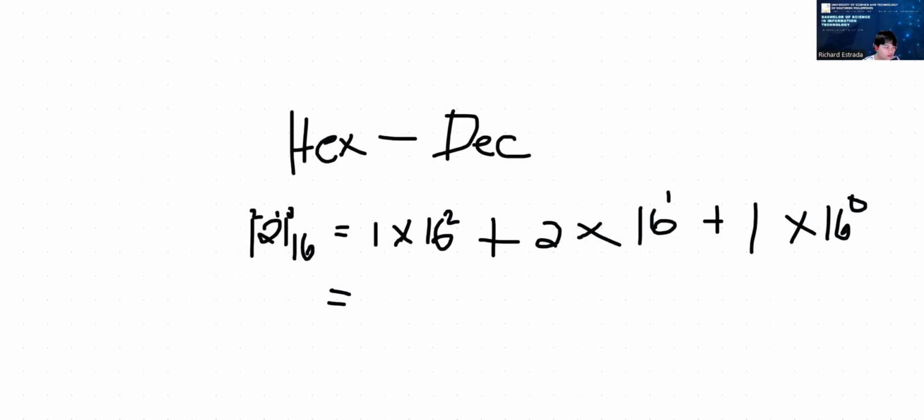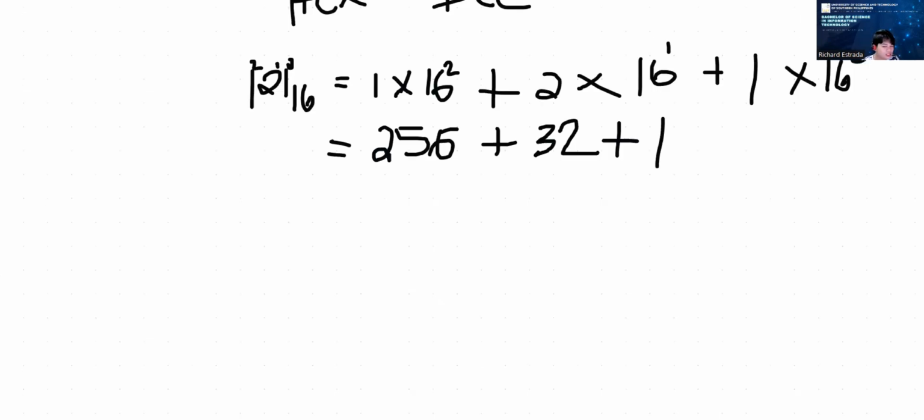So 256, because 1 times 16 to the power of 2 is 256. Then 1 times, plus this 16 to the 1. That's 2 times 16, no? 16 to the 1 is 16 times 2, that is 32. Okay? Plus 1 times 16 to the 0, always 1. So 1 times 1 is 1. I hope you got it, no? So 256 plus 32 plus 1 is equal to 289.